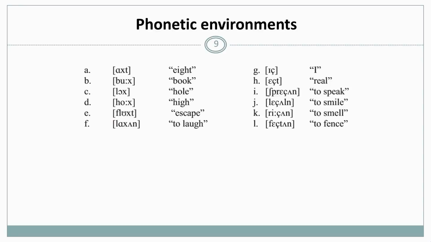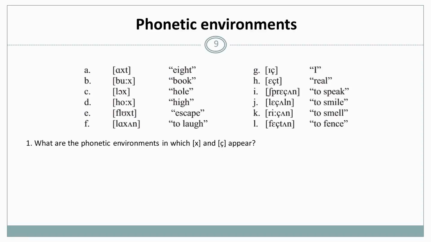Let's have a final example of phonetic environments so you really get the idea. Here are a few examples from German, and the two sounds we want to look at are the ch and the ch. For ch, we have the examples acht, which means 8, Buch, Loch, Hoch, Flucht, and Lachen. And for ch, we have the examples ich, which means I, echt, sprechen, lächeln, riechen, and fechten.